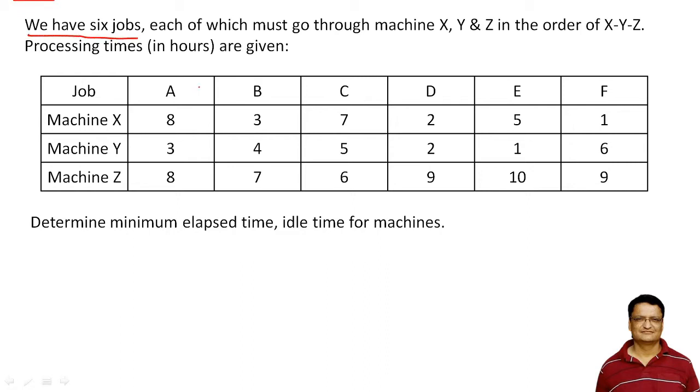So we have 6 jobs. A, B, C, D, E, F are the 6 jobs which must go through machines X, Y, Z. Machines X, Y and Z are the 3 machines given, and the jobs must be processed in the order of X, Y, Z. That is, job A should go through machine X, then machine Y and then machine Z in order to complete it. We have been asked to determine the elapsed time and idle time for each machine.